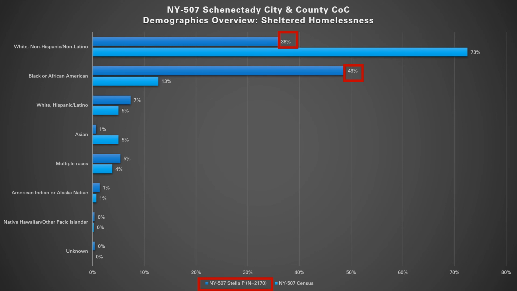This is contrasted by the makeup of the community, where according to the census, 73% of the population are white, non-Hispanic, non-Latino, and 13% of the population are Black or African American. Therefore, the percentage of Black or African American head of households and adults represented in the homeless system is 3.8 times higher than their proportion of the population. This divergence of those served in the homeless system and the population is an indicator of racial disparities occurring in the community.